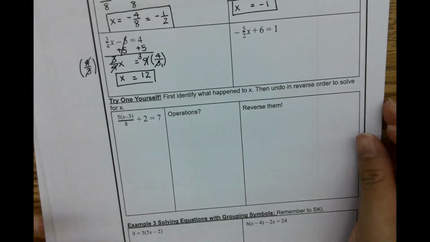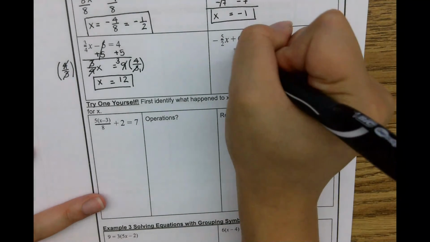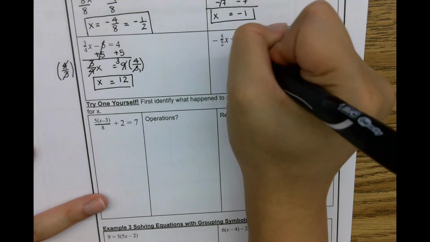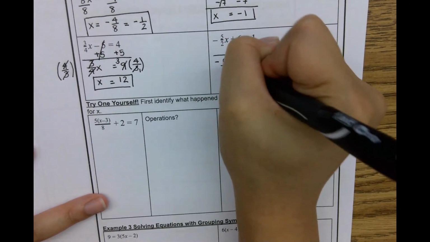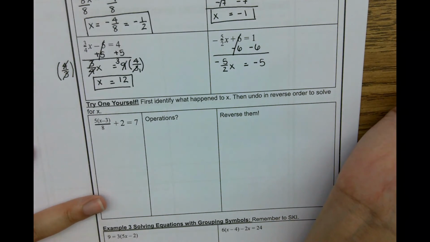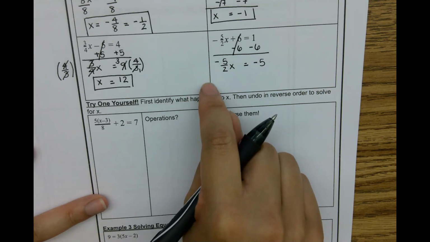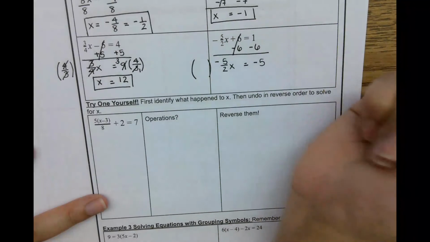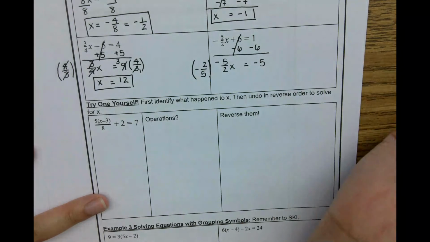Then here, before you try one on your own, what we're going to do, again, reverse order of operations. So I'm going to subtract 6 first. I get negative 5/2 x. This cancels, equals negative 5. And again, you can do this in 2 steps. You can multiply by 2 and then divide by negative 5. Or, like we talked about yesterday and what we did in the previous problem, we can just cancel it by multiplying by its reciprocal.